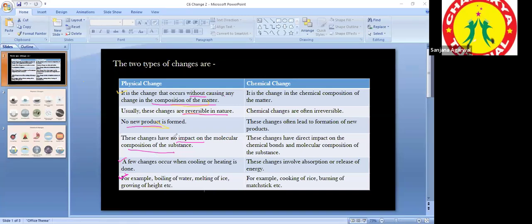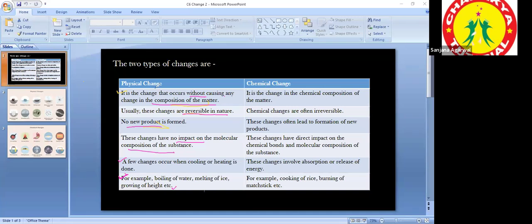Okay. It is mentioned usually, so focus on this word. It is not mentioned always, right? For example, growing of height. When a new baby is born, it is hardly 1 foot in height. But as it keeps growing, it becomes 5 feet, 6 feet in height. So this is also a physical change, but it is not reversible. You cannot reverse it back. So this is an exceptional case. Next comes chemical change.